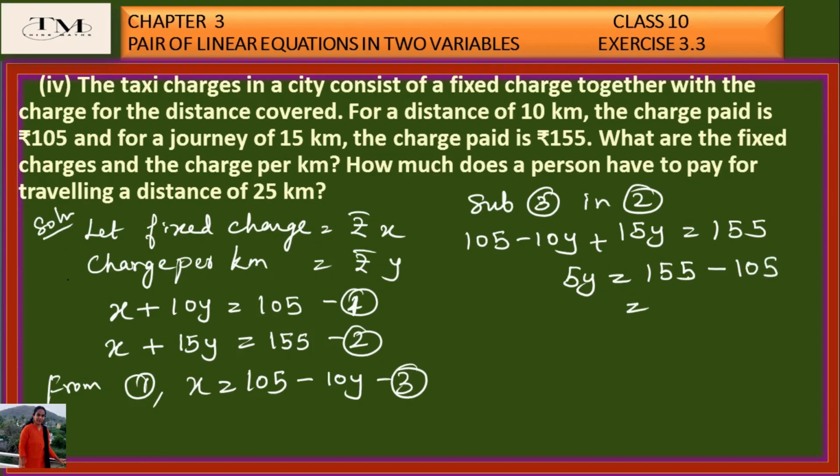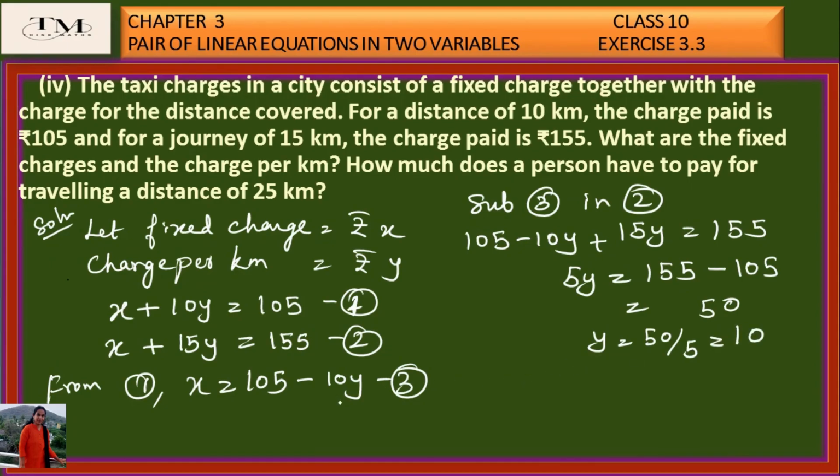So if you subtract this value, 5 minus 5, 0, 5 minus 0, 5, 1 minus 1, 0. So 5y equal to 50 means y is equal to 50 divided by 5. So this 50 in 5 table, it goes 10 times. So we got y is equal to 10.